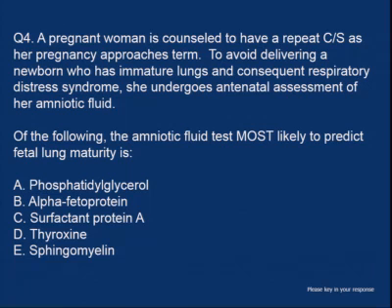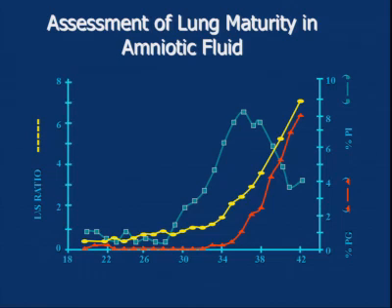Beautiful. About 2/3 of the population got it right. PG is actually the marker that if you have PG in your amniotic fluid when you're about 34 weeks gestation, chances of a baby having respiratory distress syndrome are less than 1%.